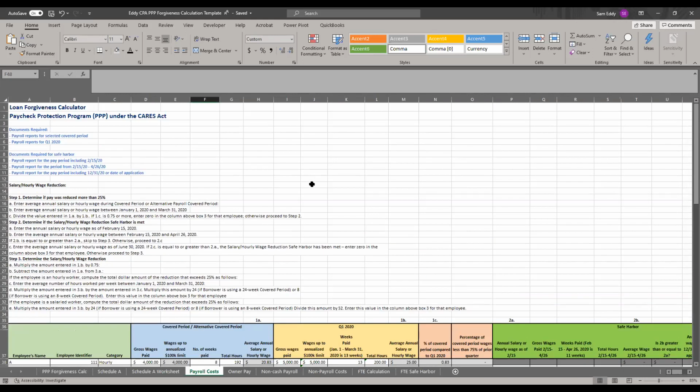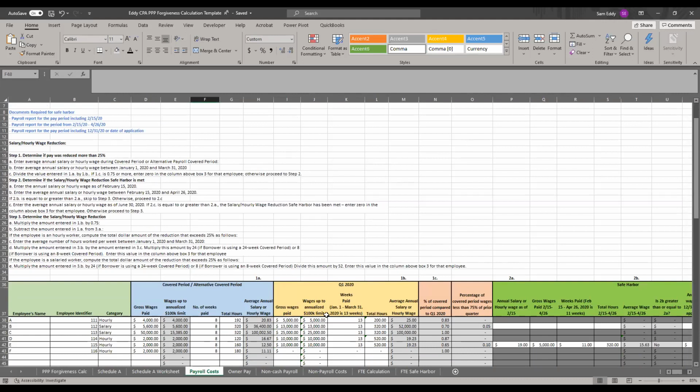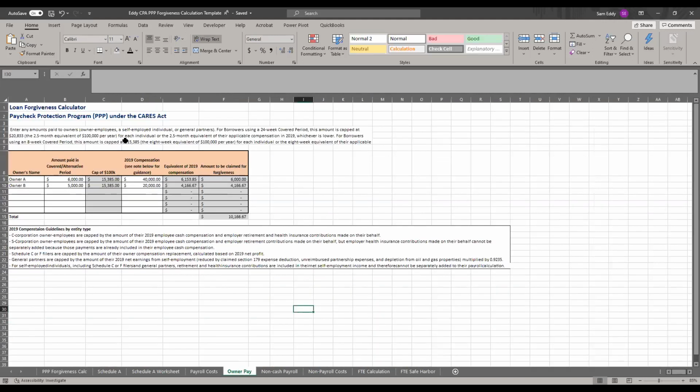Next is the payroll cost tab. Now this is the primary tab where you will enter all your salary and wage information by employee for the covered period and any reference periods in regards to the calculation of any salary reductions and also for the wage reduction safe harbor calculations. Next, we have the owner pay. This is for entering any owner pay amounts that you're claiming for forgiveness.